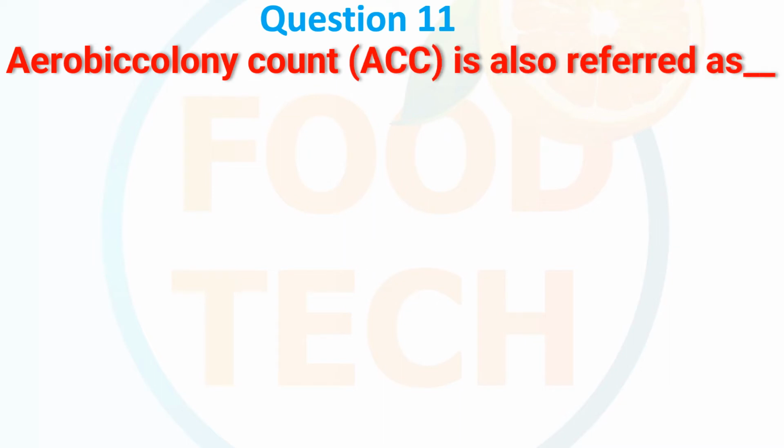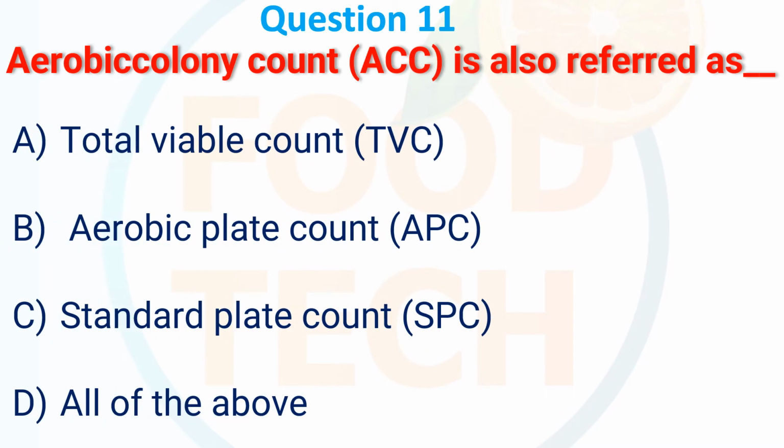Aerobic colony count is also referred to as A. Total viable count, B. Aerobic plate count, C. Standard plate count, D. All of the above. The answer is D. All of the above.